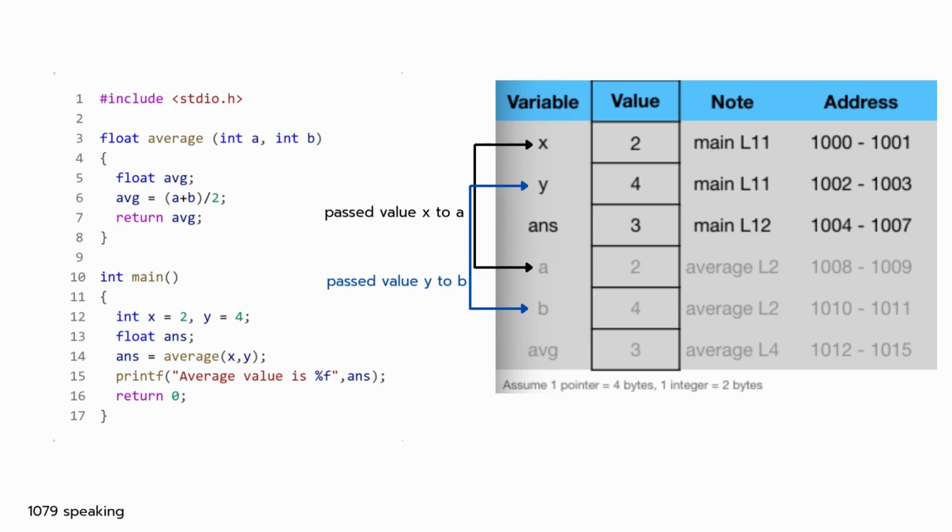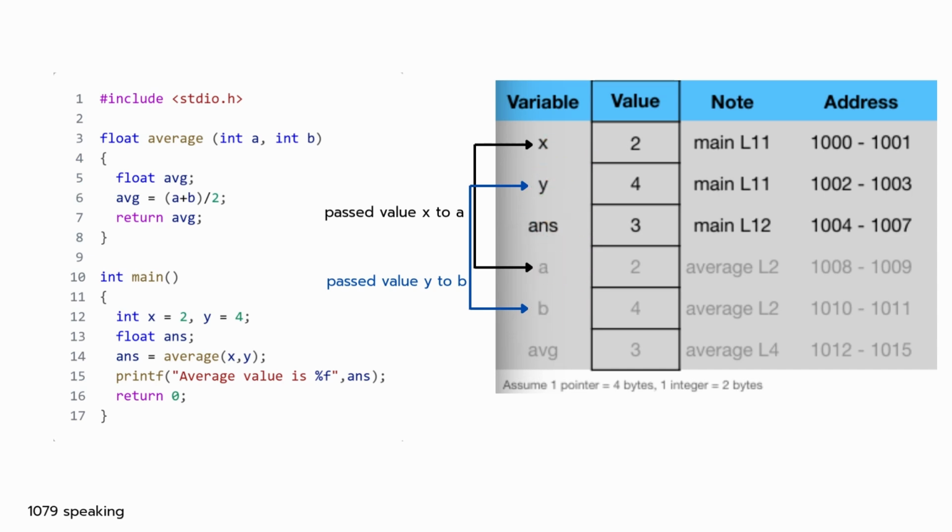Here is a simple example that calculates the average of two integers. In the main function, we declare two integers, x equals 2 and y equals 4. And then we call the function, ans equals average(x, y). Notice that we are passing values, not addresses. So only the numbers 2 and 4 are copied and sent into the function.